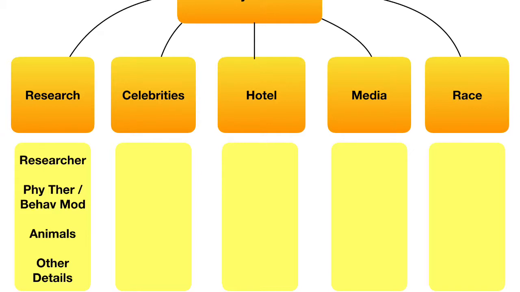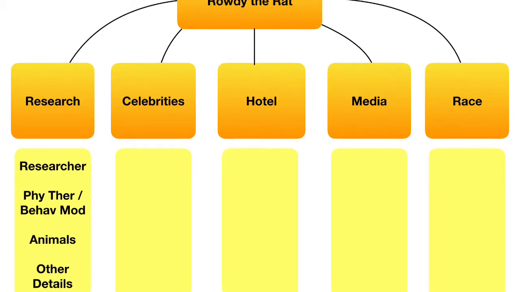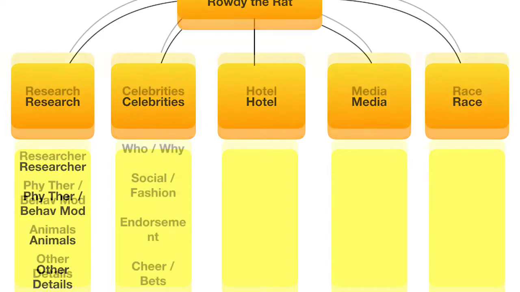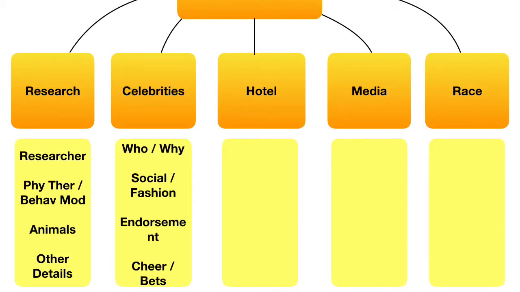We know that this was a combination of physical therapy and behavioral modification research. We know that he used animals in this research, and we learned some other details, like the fact that this research had a really good outcome. So we could put other details there kind of generically to cover some of those other elements. Let's talk about the celebrities. Well, what does anybody want to know when they hear about celebrities? They want to know who was there in attendance and why they were there, what were they filming, those sorts of things.